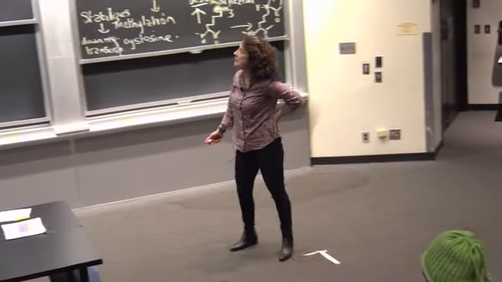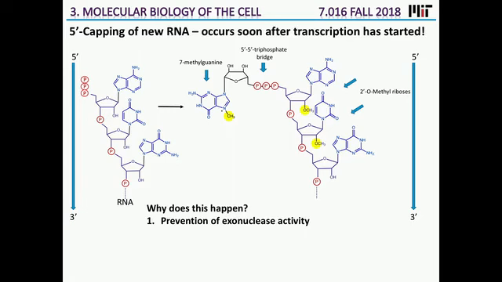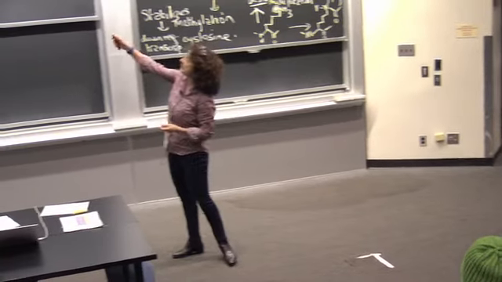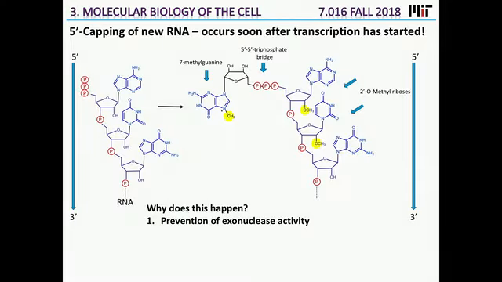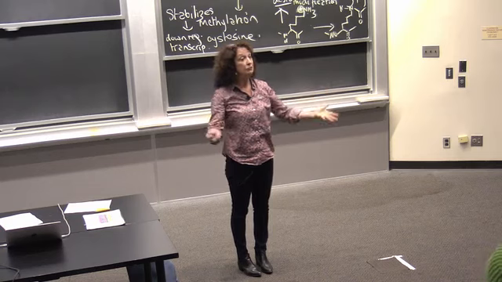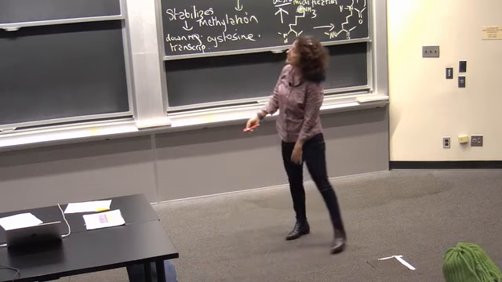Why does it happen? The first thing is it stops nuclease activity, because the nuclease could look at it and go, I don't recognize any of this happy mess. I'm not going to chop down this component. It's too foreign to me. So that's the primary thing.